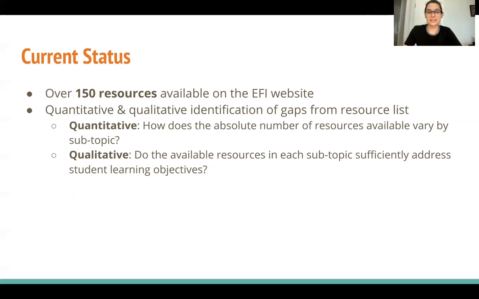So the first way is a semi-quantitative way, which is to assess the absolute number of resources that are available in each subtopic, which you can do visually right now. Just scrolling through the list, you'll notice that some subtopics have substantially more resources than others, such as the Introduction to Ecology subtopic, possibly obviously, has more resources than something like uncertainty propagation.